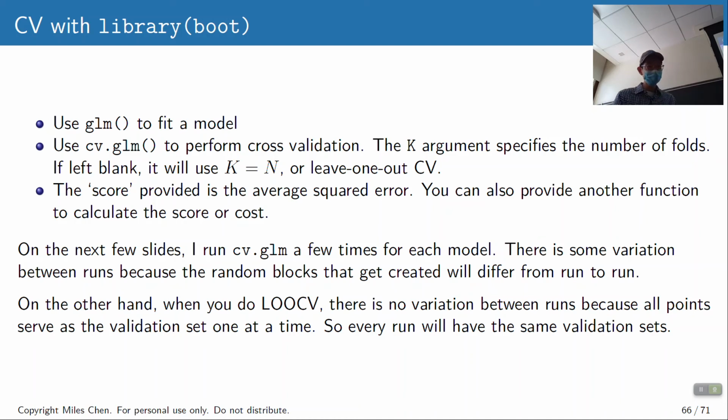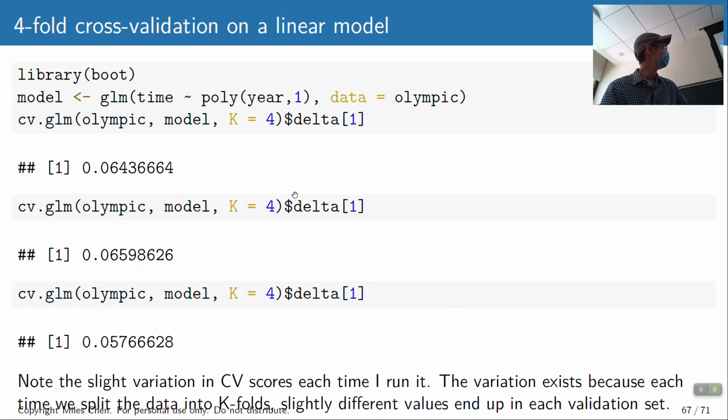And then the score that it produces is the average scored error, but you can also use some other metrics. So far, we've just been doing mean squared error. So here I run this a couple times. Let's try cross-validation on a linear model. We're going to do cv.glm with 4-fold cross-validation, and I get 0.0643, 0.0659, 0.0576.